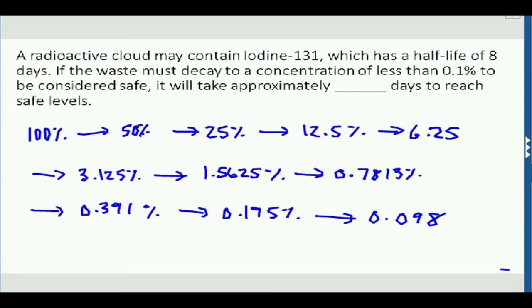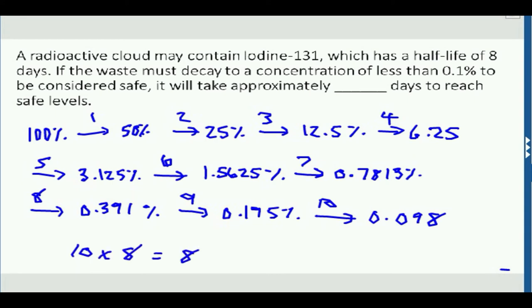Okay, so that's 10 half-lives. One, two, three, four. Basically, each arrow is a half-life. So you do 10 times 8, which is 80 days.